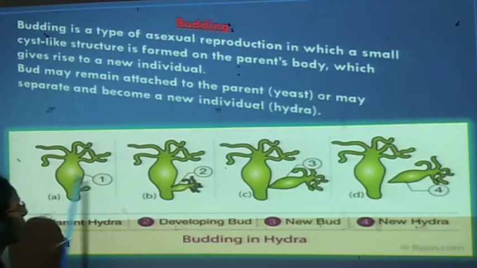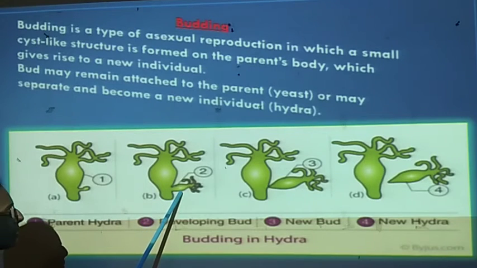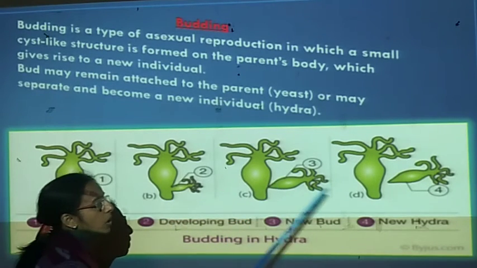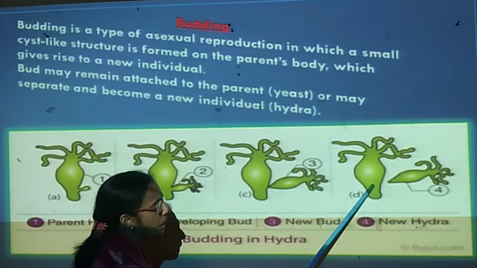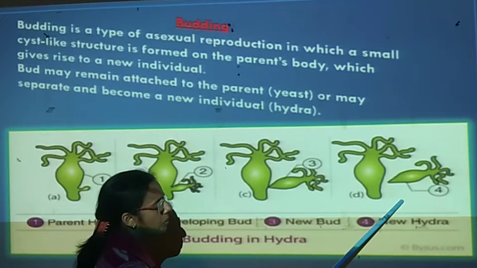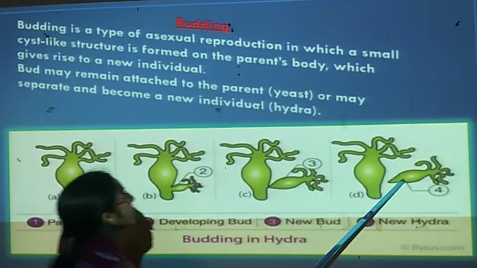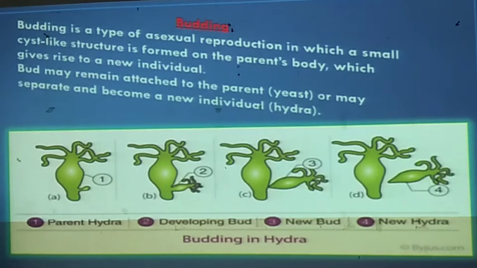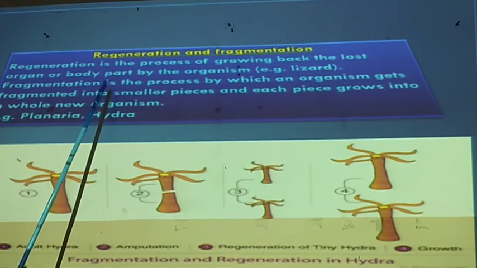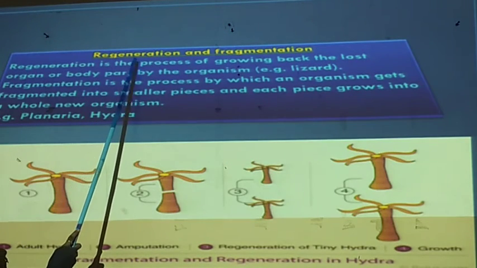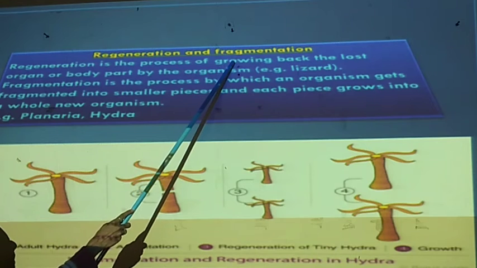But in case of this hydra, when a bud is formed, it does not remain attached to the body, but it falls down and starts its individual life. Therefore, this is called budding. Now, another type is regeneration and fragmentation.